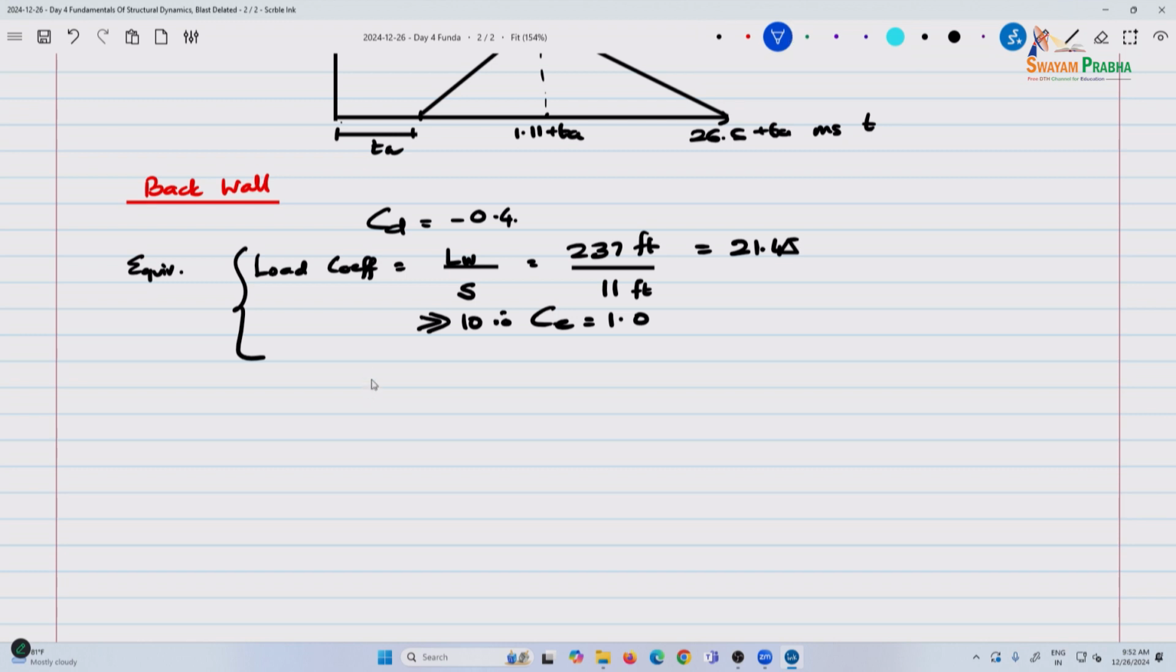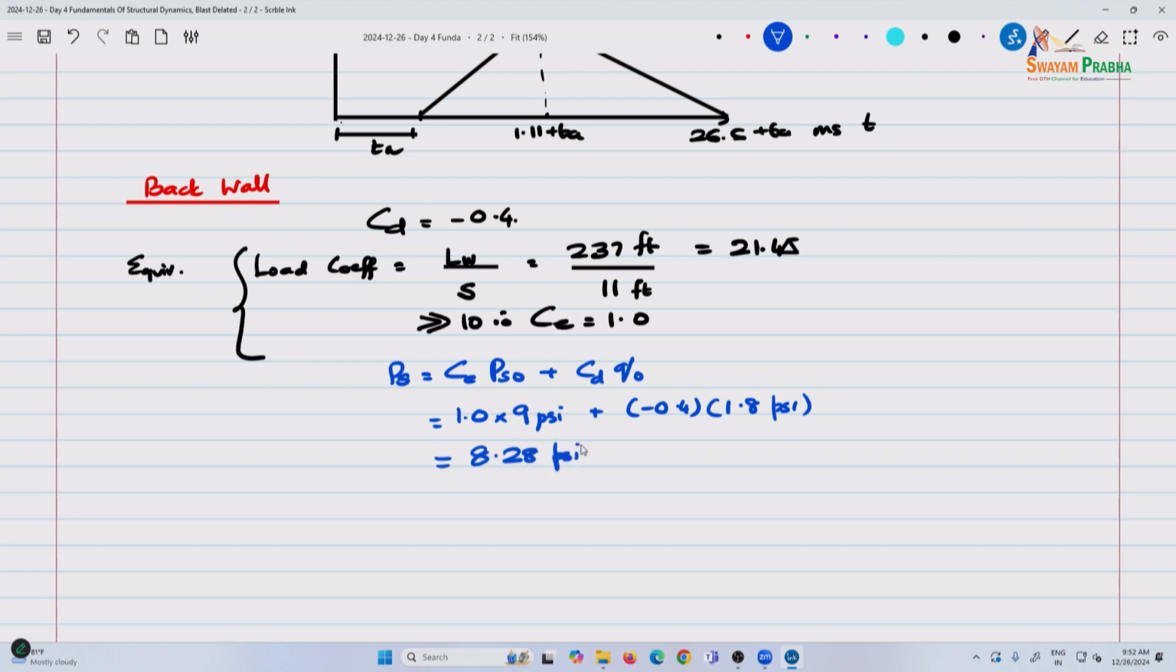So PS still remains the same. CE PSO plus, I think somebody was asking me what are all the equations. I have it somewhere from yesterday, but you can now see it from this example. PSO plus minus 0.4 times Q naught. I think yesterday there were questions whether it's 1.6 or 1.8. They should be the same numbers. I think several people asked me that question. So 8.28 psi.